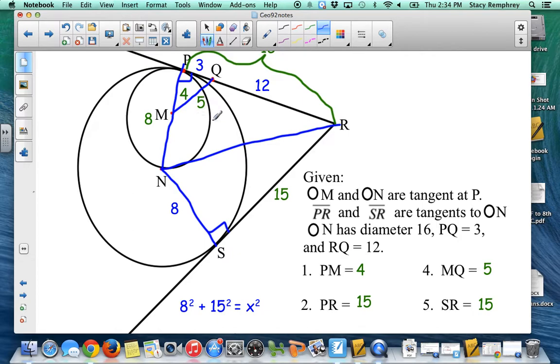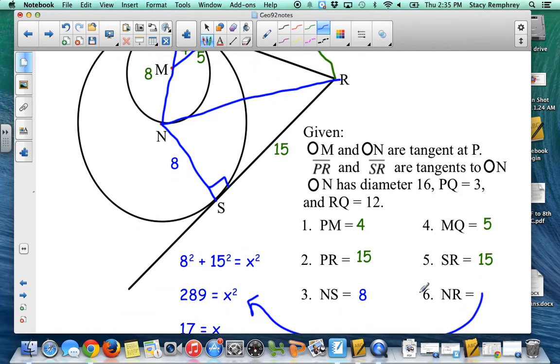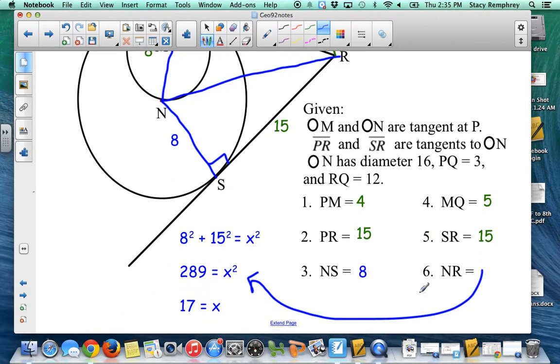So MQ is 5. To get SR, SR is a tangent drawn from R, so it's going to be the same as RP. They are 2 tangents drawn from a common point, so they are equal. That's why SR is 15. And then for NR, you can see I had NS being a radius. This is a tangent. I drew in my right angle. I don't know the angles here, so don't assume you know that, but I know I have a right triangle with 2 sides. I can use the Pythagorean theorem, and so NR is 17.